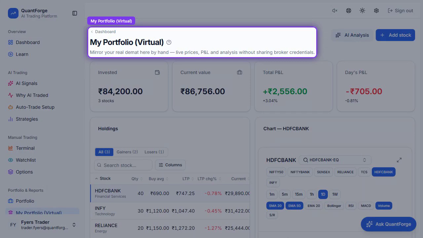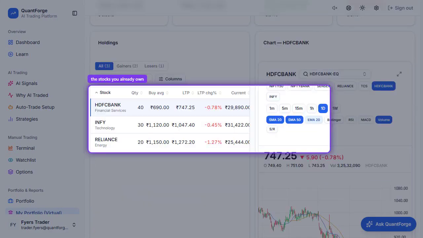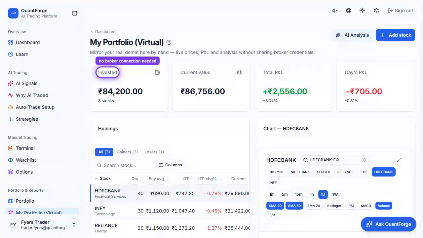So I have to connect my broker for this? No, and that is the point. You type them in by hand. No broker login, no password, no permission to touch your account. You are simply telling the platform what you hold, so it can watch those stocks for you. And it can never place an order in my real account? Never. This page has no connection to your demat at all. It reads live prices and does the maths, that is all it can do.